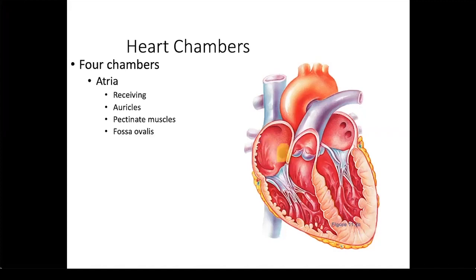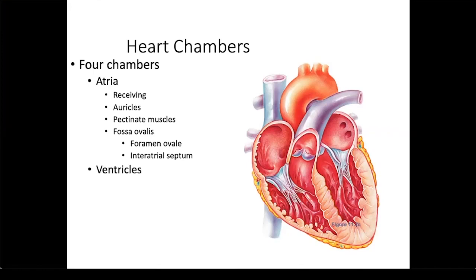The fossa ovalis is a remnant of a hole that existed during fetal development called the foramen ovale. This hole allowed blood to go directly from the right atrium into the left atrium to bypass the lungs, since the fetal lungs are non-functional. The wall in between the 2 atria is called the interatrial septum.